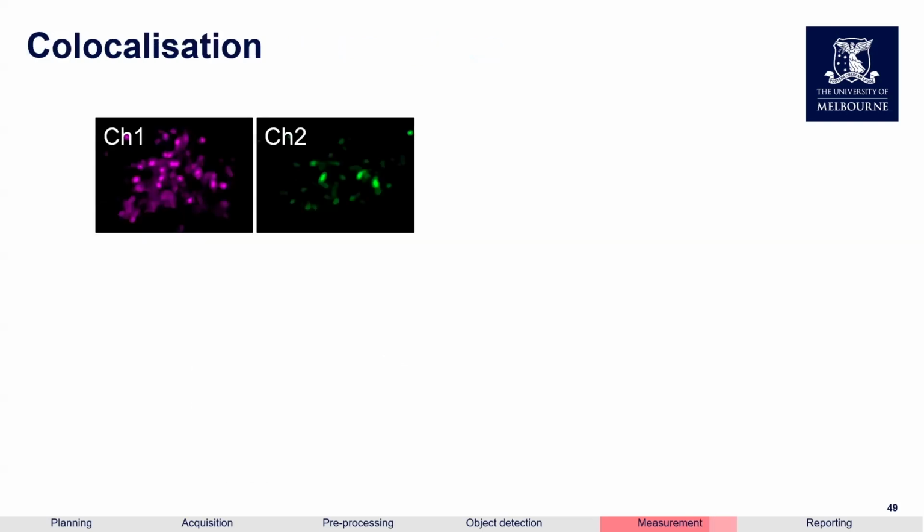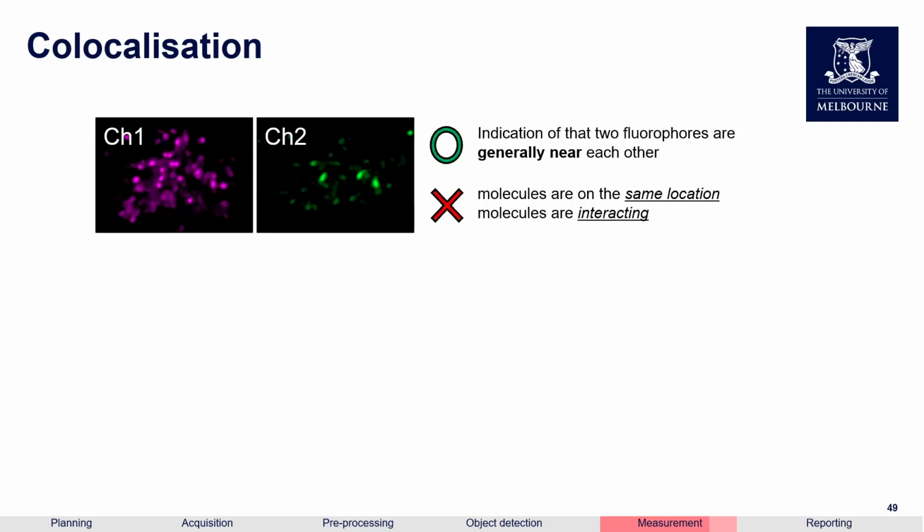The colocalization analysis. This is a really popular analysis, but at the same time, it can be easily misinterpreted. So we have to be very careful. In bioimage analysis, colocalization indicates that two fluorophores are generally near each other. It does not mean the molecules are in the same locations or that they are interacting.